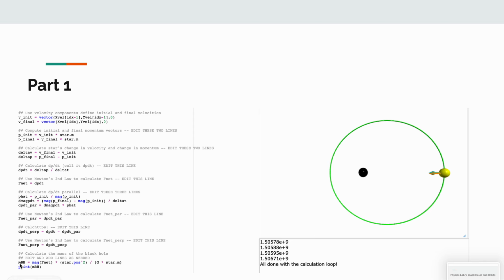And then down at the bottom, you can see that I used an equation to find the mass of the black hole. And then on the right, we have the planet orbiting the black hole, and then down here we have the mass of the black hole.